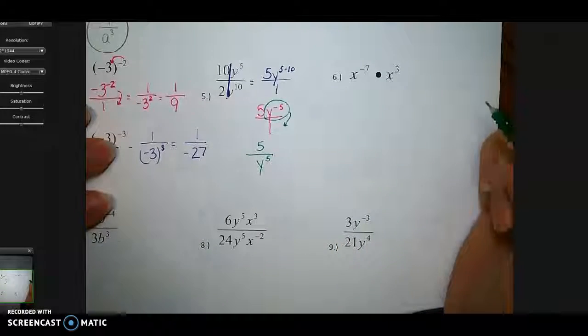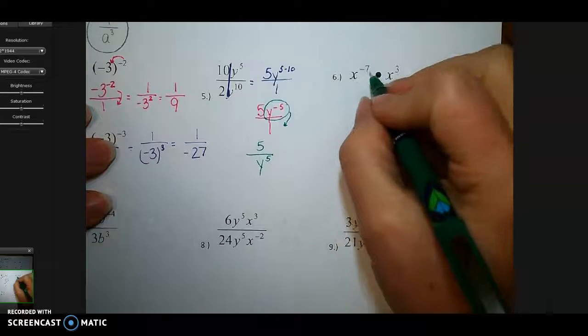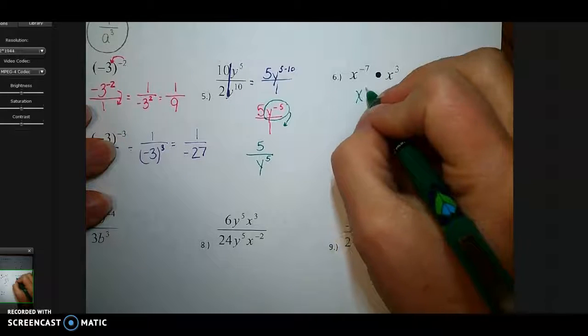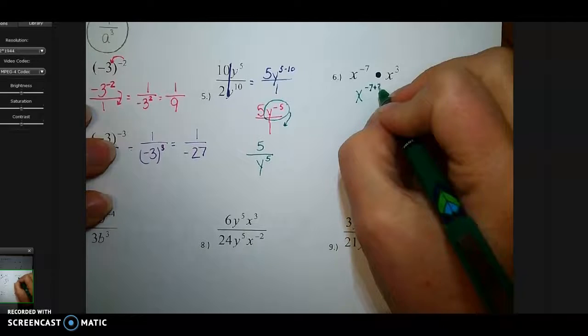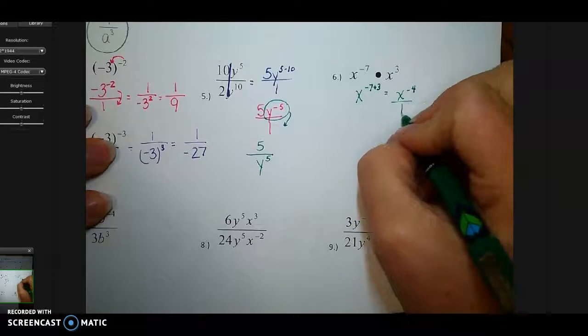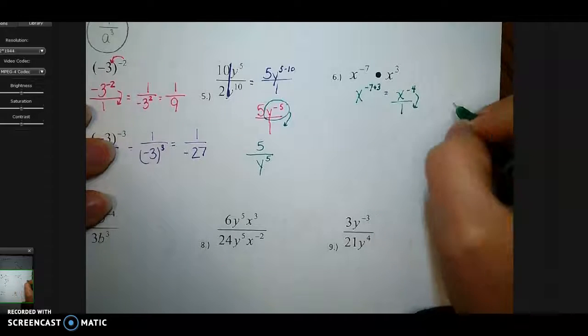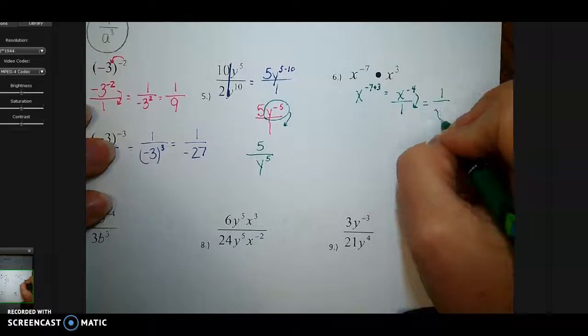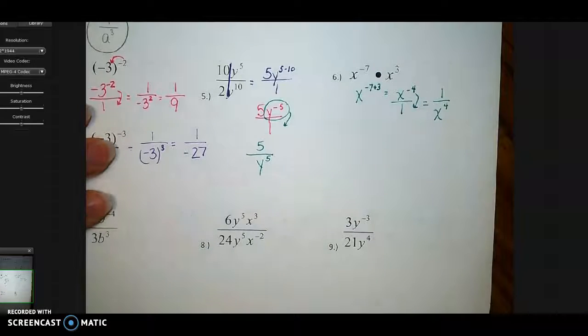Same thing works if I'm multiplying. Remember, when I'm multiplying with the same base, I'm going to add those exponents. So negative 7 plus 3 gives me x to the negative 4th. Think of it as over top of a 1. I move it down, and I get 1 over x to the 4th.